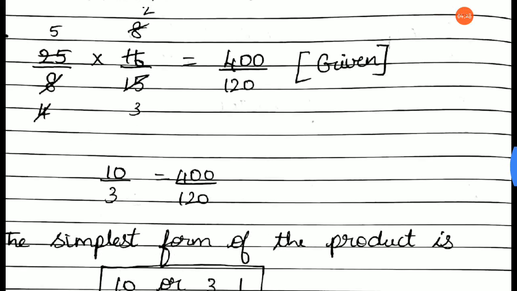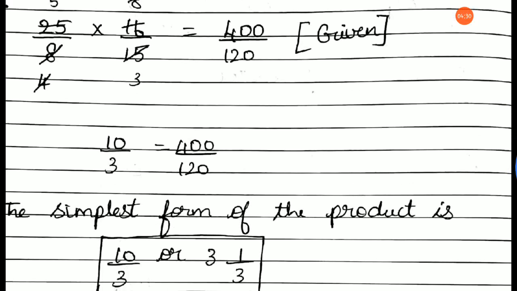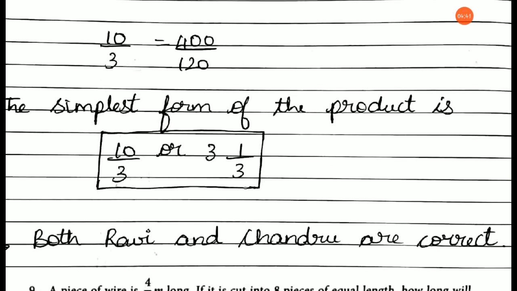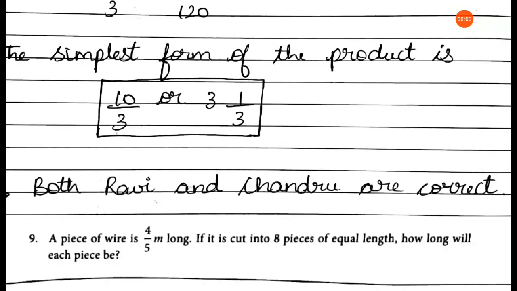Okay, and then what will happen now? So the answer should be, this is the simplest form. So it should be 10 by 3, or in the mixed fraction, it is written as 3 1 by 3. So both Ravi and Chandru are correct. Clear? Ninth question. A piece of wire is 4 by 5 meter long.